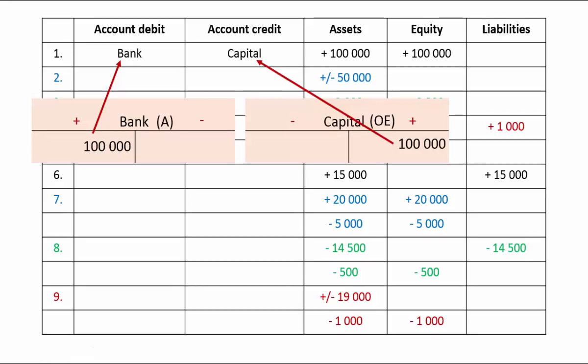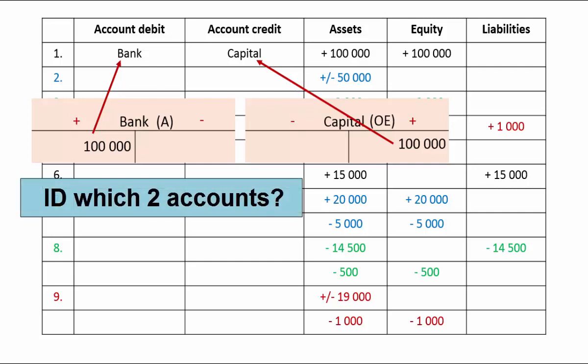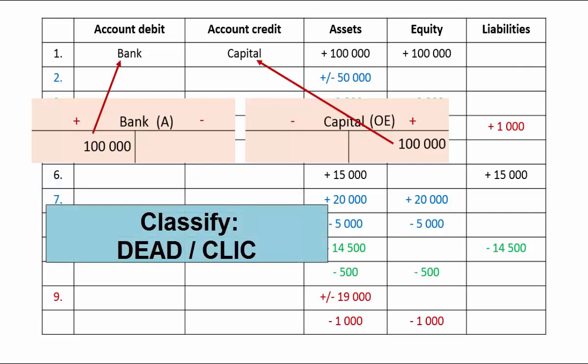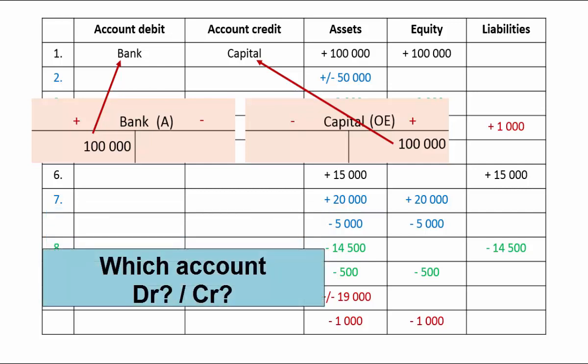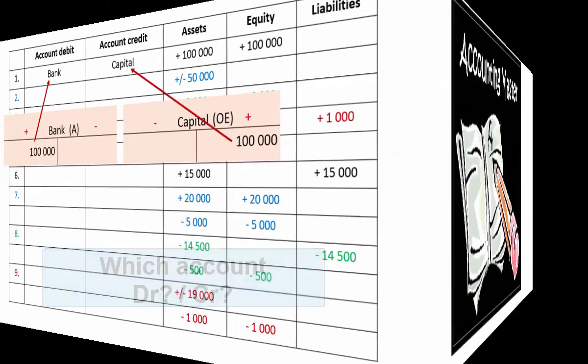In our next video, we will continue with this example, working through each transaction, identifying the two accounts, determining whether they fall under DEAD and CLIC, saying which side they go up or down, and finding out which account you debit and which account you credit.